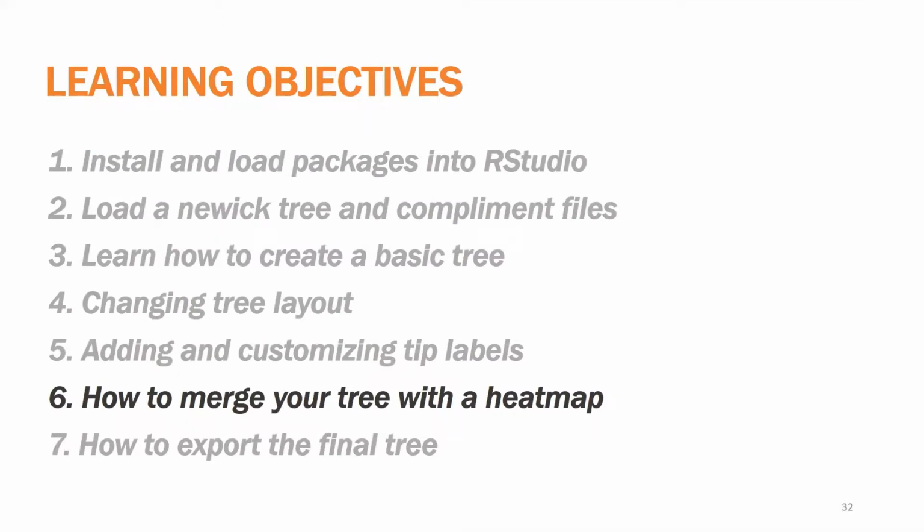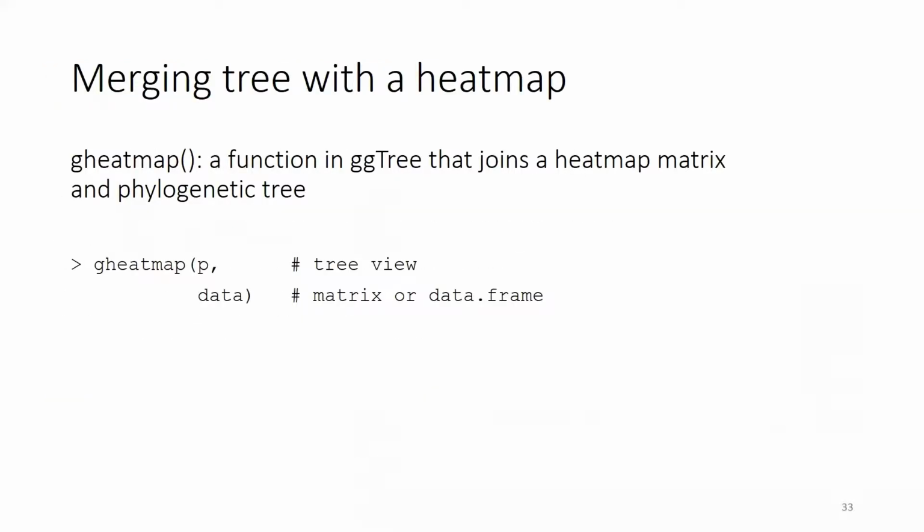So next, we're going to look at how to merge the tree with the heat map information. We will do this by using gheatmap. It's a function within ggtree that allows us to join a heat map matrix to a phylogenetic tree. At its most basic form, it looks like this. The p that they have here, that will be our ggSimple, the tree that we already saved. And then this data is the matrix or data frame that includes our heat map information.